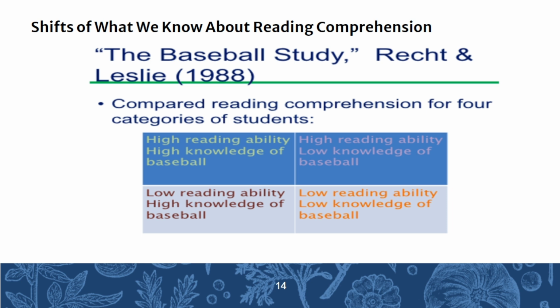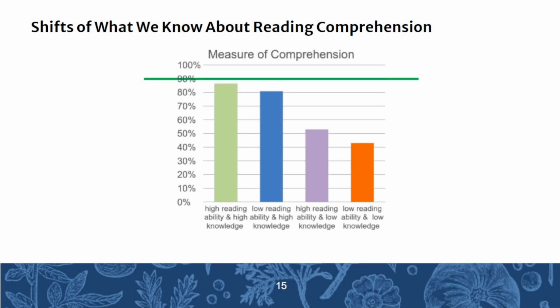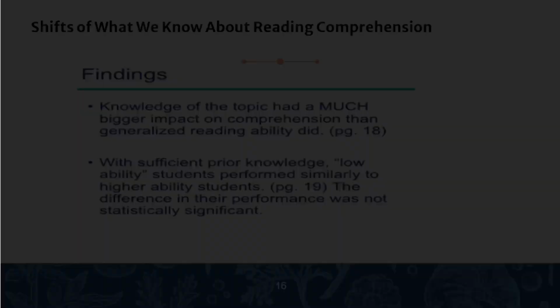If you had a high reading ability but a low knowledge of baseball, you actually didn't do that well. And if you had a low reading ability but a high level of knowledge, you actually could handle the text. So you can see right here how knowledge actually matters. It's not just skill level. If you don't have knowledge and you keep teaching kids stop and think and stop and jot, you're not going to be really able to take in a lot of the text.